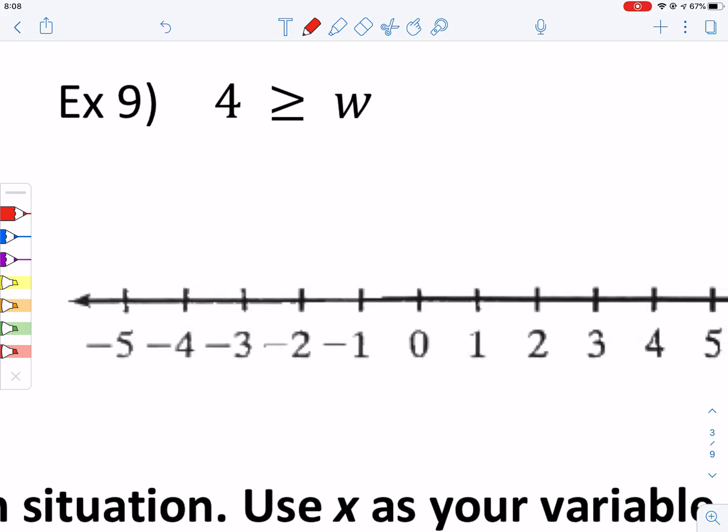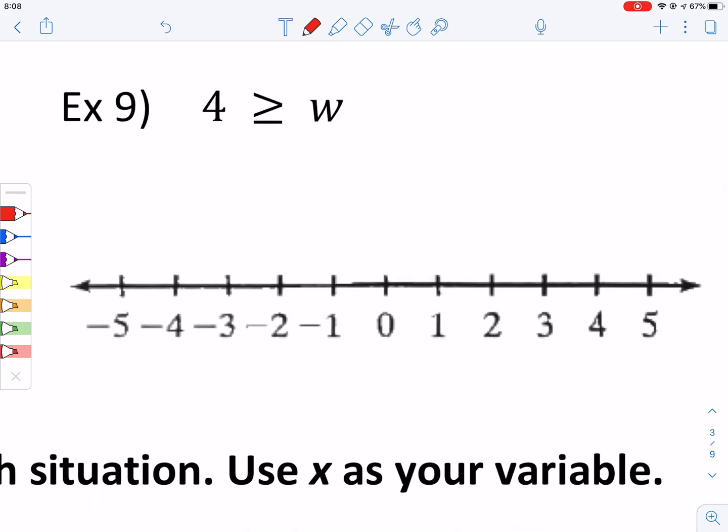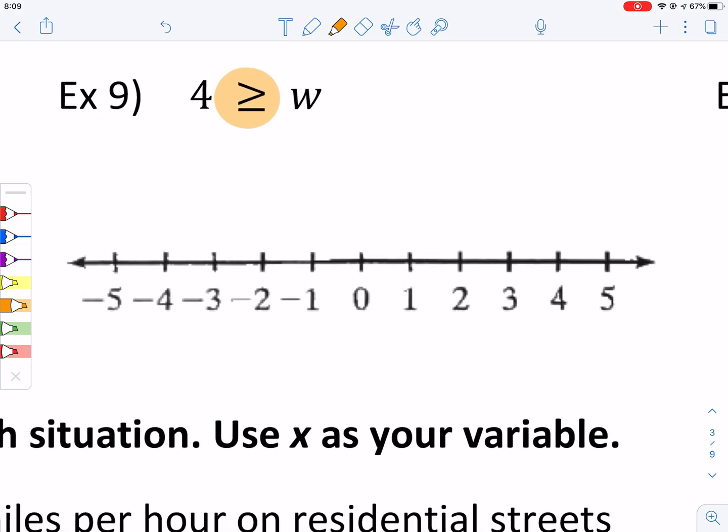All right, let's try number 9. For number 9, please switch the way it's written. Flip the way it's written, but when you flip it, also flip the inequality in the middle. Then go ahead and graph number 9 and explain your graph to me. Is it an open circle or closed? And are you shading to the left or to the right?